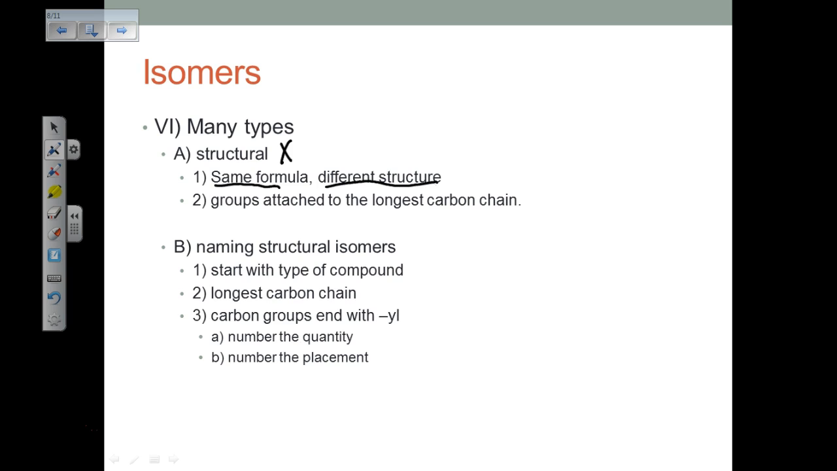And so the way that this can happen is you can end up having groups, like carbon groups, that dangle off the longest carbon chain. Okay, by doing that, that creates structural isomers, and that's kind of pretty crazy.